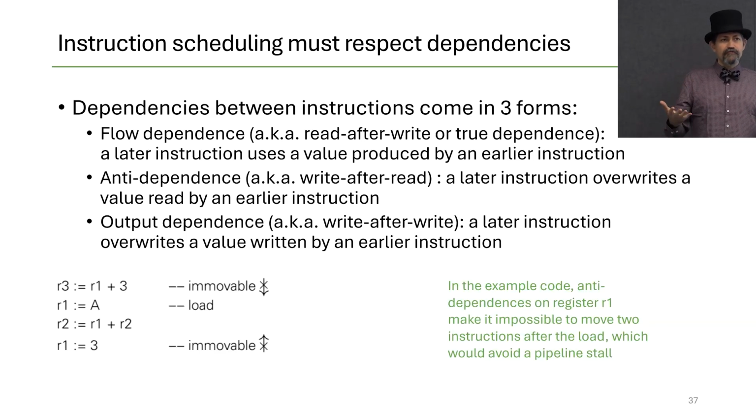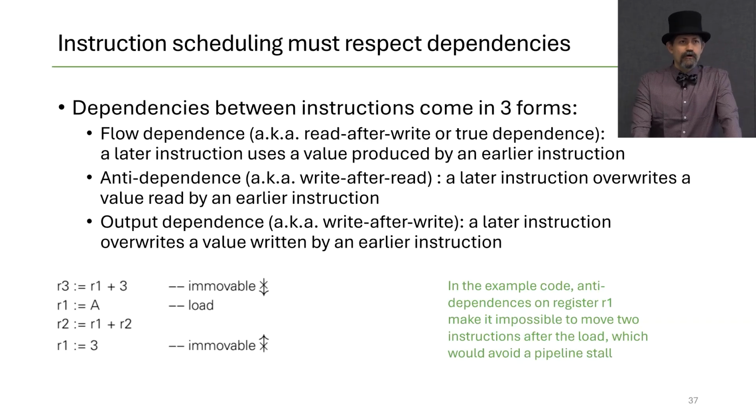In general, there are three different kinds of dependencies between instructions. The first is called flow dependence, or read after write. This happens when a later instruction uses a value that's produced by another early instruction. So this is a very intuitive form of dependencies, and this is called a true dependence for that reason.